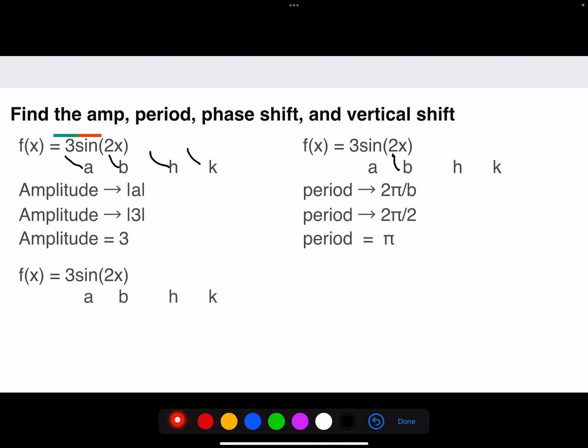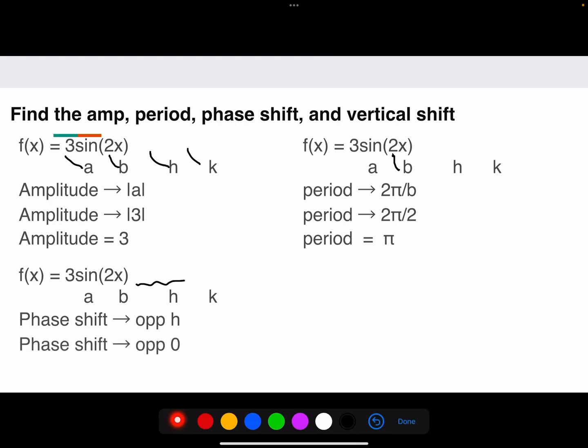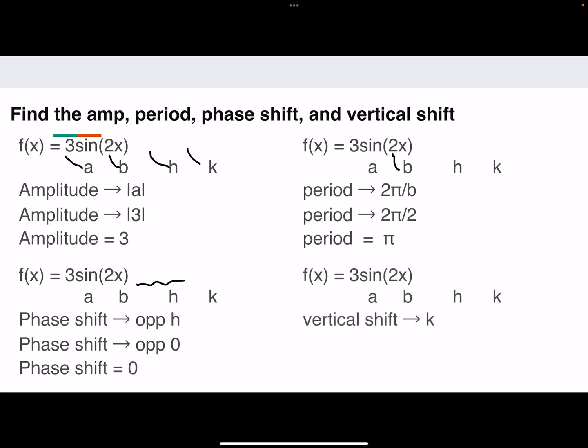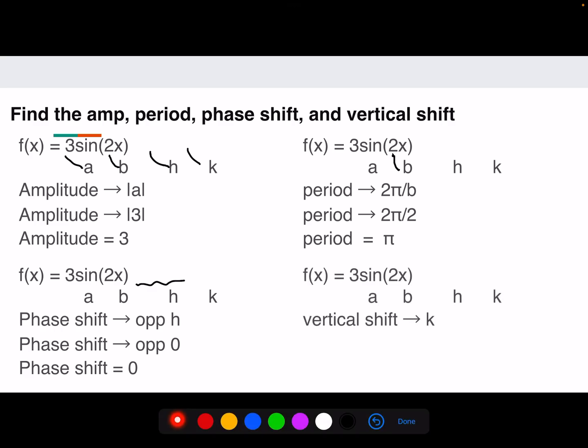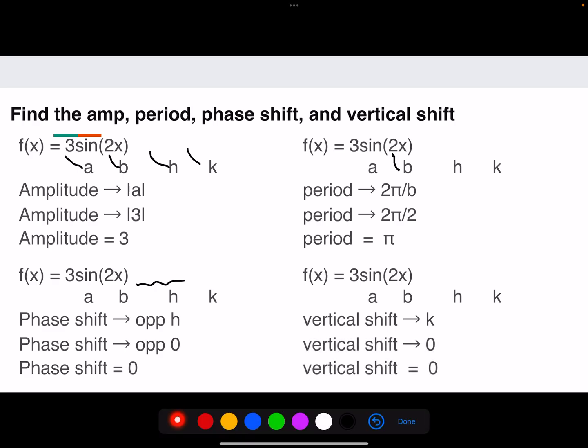Now the horizontal shift, the phase shift, and the vertical shift. Here we're going to take whatever that H is. Notice there's nothing over here, so we're going to take the opposite of that, and there's nothing there, so it's going to be 0. If there's nothing being added or subtracted inside the parentheses, there's no phase shift. Same thing with the K, the vertical shift. There's nothing on the outside of the parentheses, so it's going to be 0 also. So there's our 4 things: our amplitude, our period, our phase shift, and our vertical shift.